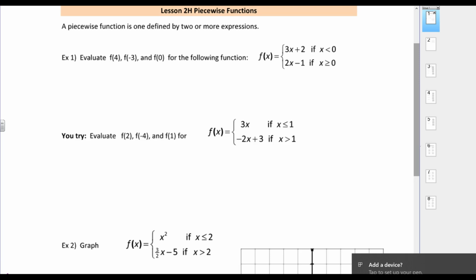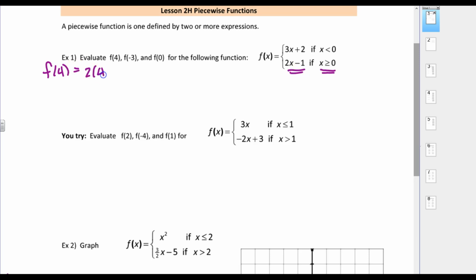What a piecewise function is, it's a function that's defined differently for different values of x. So for example, this first function, f of x, is defined as 3x plus 2 when my x value is less than 0. But if my x value is greater than or equal to 0, it's going to act like 2x minus 1. So if I want to find f of 4, I need to figure out where it is defined at 4. That's when x is greater than or equal to 0, so it's defined as 2x minus 1 there, which is 2 times 4 minus 1, which is 7.